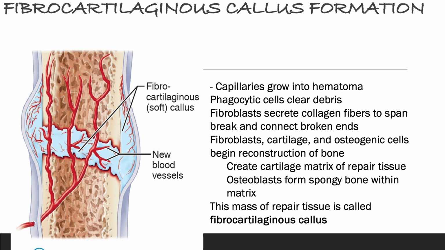And the second step is the fibrocartilaginous callus formation. Here we see the capillaries growing into the hematoma. The phagocytic cells are the ones that are going to clear all the debris, good or bad, any broken bones. Fibroblasts are a type of cell that is going to secrete collagen fibers. Collagen is what makes bone. We see this in connective tissue. If you haven't seen my video of connective tissue, go and take a look at that. So they're going to secrete collagen fibers to span the break and connect the broken ends.